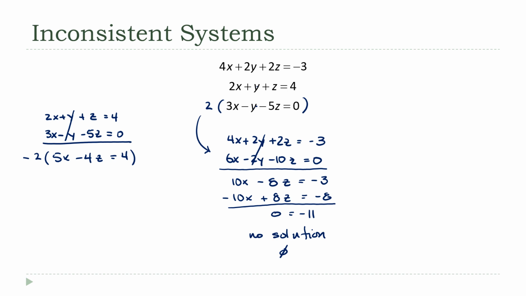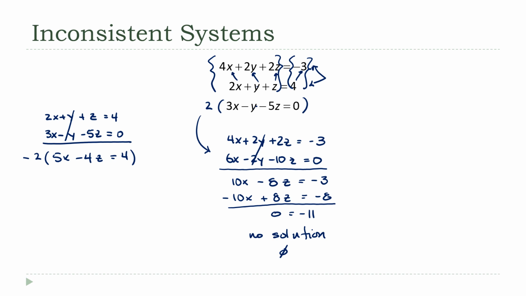Now there is an indicator that this is what you're getting, right? So if you look back at these first two equations here, notice what happens if I double the second one. 2 times 2x is 4x. 2 times y is 2y. 2 times z is 2z. 2 times 4 is not negative 3. So right away, just the fact that I got matches on this side and I did not get a match on this side, that is a big red flag that this system is going to come out inconsistent.